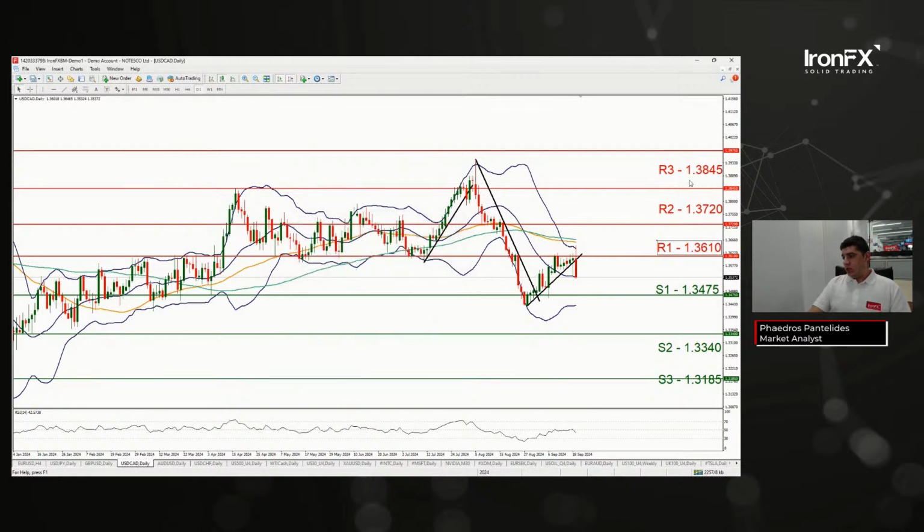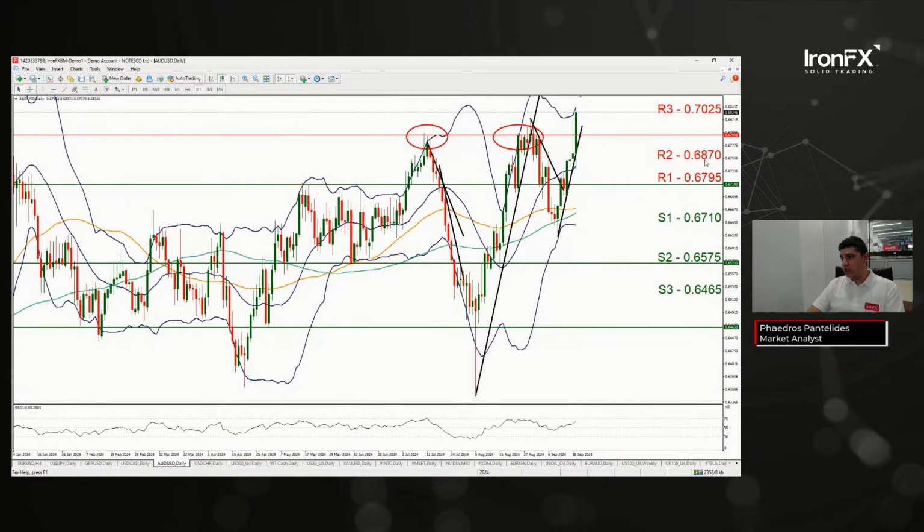R2 and R3 remain the same. Same with the support level. Now, for a bearish outlook to continue, it would need to break below 1.3475. If it bounces off that S1 level, we would switch to a sideways bias. But based on the recent geopolitical tensions and then the Fed's interest rate decision, I would be bearish for the dollar against the Canadian dollar. If it does break below that S1 level, my next target would be at 1.3340, the next possible support line.